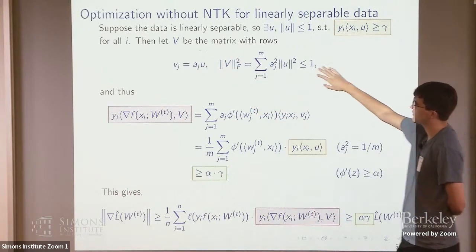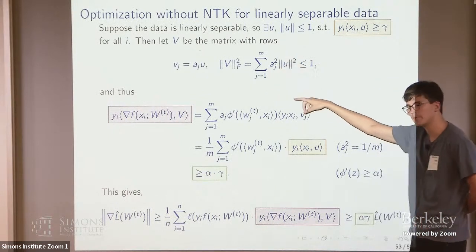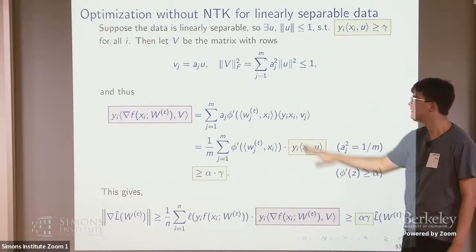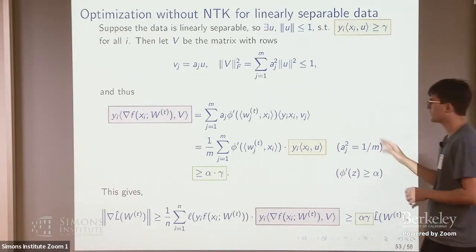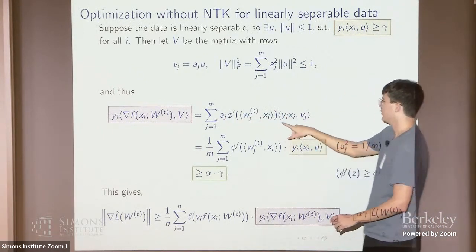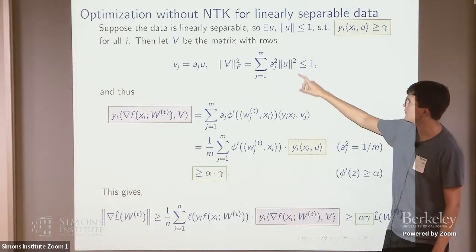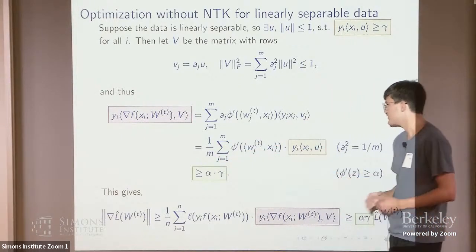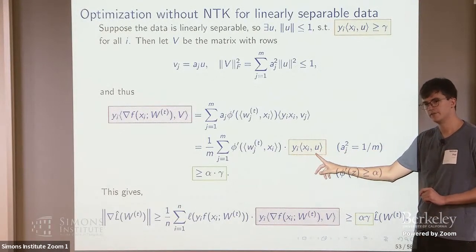This is a matrix that has Frobenius norm at most 1, because a_j squared is 1 over m, and norm u squared is at most 1. So this is smaller than 1. If we substitute this back into what we had calculated before, we have this a_j y_i x_i dot v_j. We get a_j squared to appear, so that's why we get 1 over m. We have a sum of these phi primes times y_i x_i dot u.